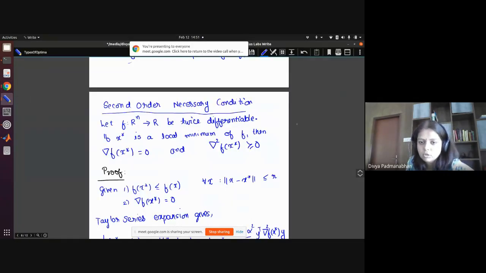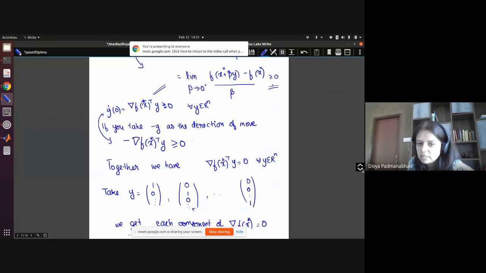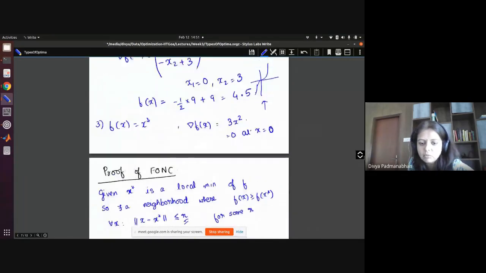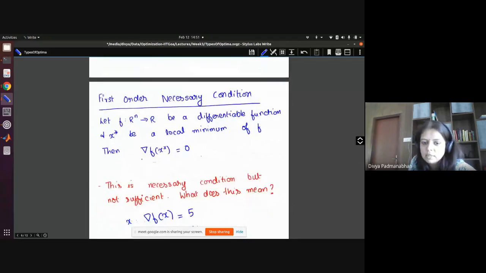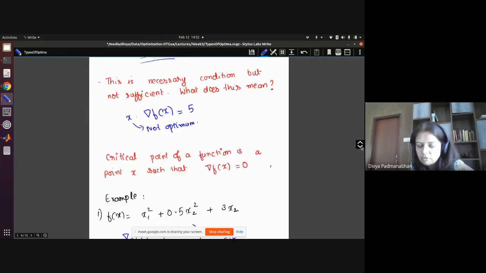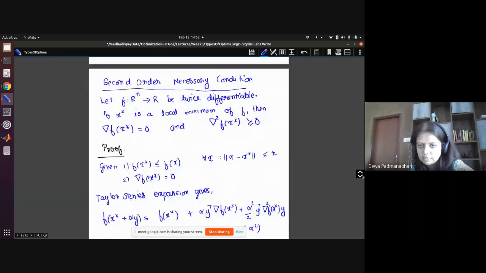In the first order conditions, we only look at the first derivative, right? The only thing we said was the gradient is 0. So now, suppose you have many points in which the gradient is 0. Is there something more you can say to eliminate points? For that reason, we have the second order necessary conditions.